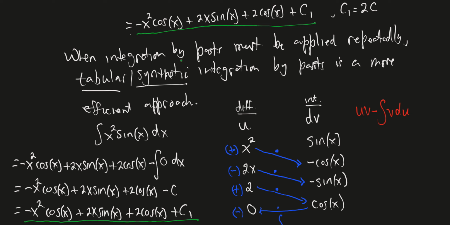So I tend to refer to the method that we did earlier as the formal integration by parts, and this is just a more streamlined tabular or synthetic method, right? But there's nothing here where you're cutting corners. You're doing the exact same operations. It's just organized, I think, in a much more effective manner, right?